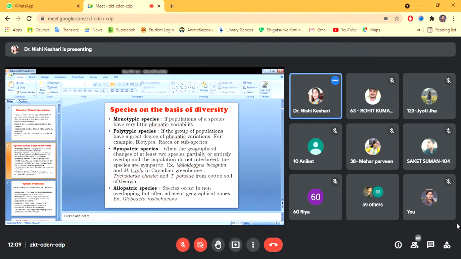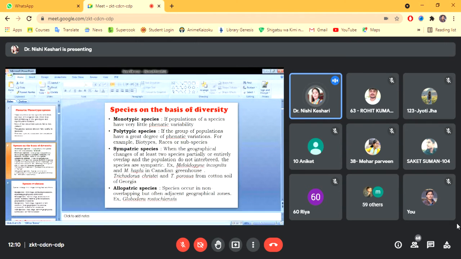Same nematode, same species. So according to that, they are classified into different races. So they are called polytypic species. Sympatric and allopatric species: when the geographical ranges of at least two species partially or entirely overlap and the populations do not interbreed, the species are sympatric.